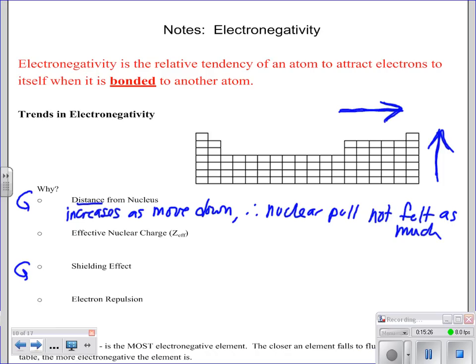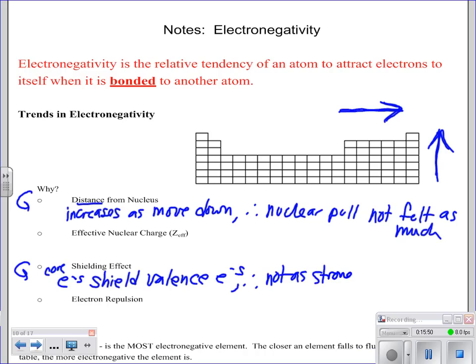If we go to shielding effect, again, we could say that those electrons shield the valence electrons, the core electrons, maybe we should say that, core electrons shield valence electrons. Therefore, not as strongly attracted to those protons.